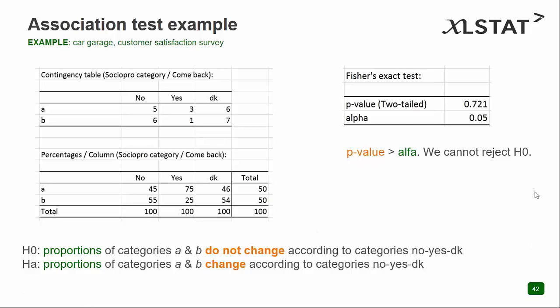There's an appendix in the presentation that tells you how to interpret the p-value and whether there is any way we can accept H0. So everything is detailed in the appendix. I will let you have a look if you want.